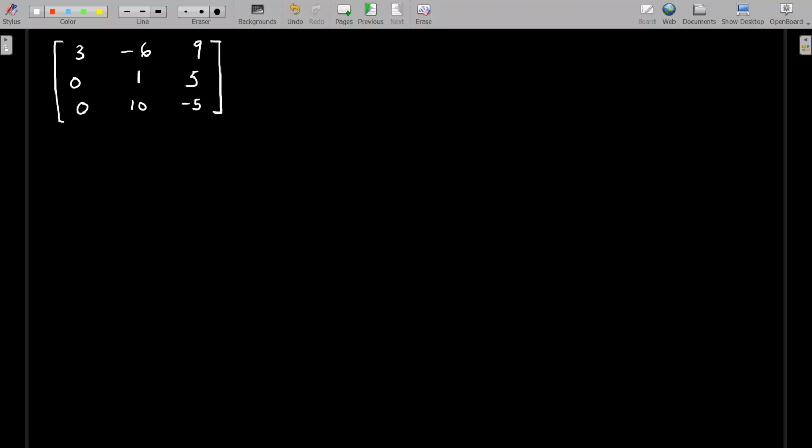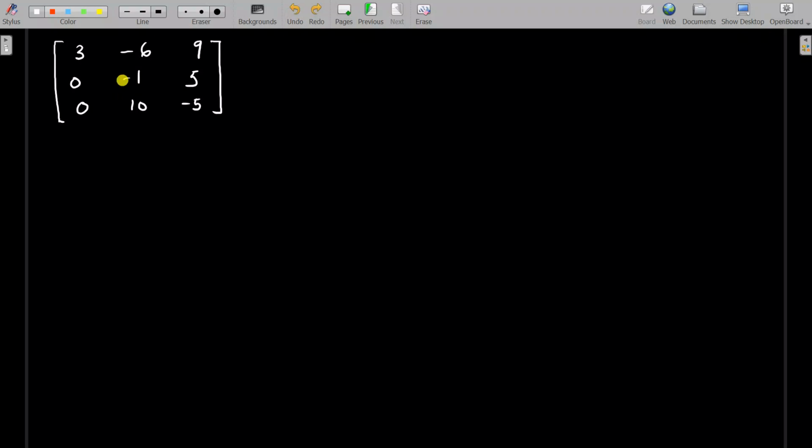So what we're going to do here is look at the next thing to do. The next thing to do is to reduce this entry below the 1 to 0. But before that, we are still using the partial pivoting rule here.